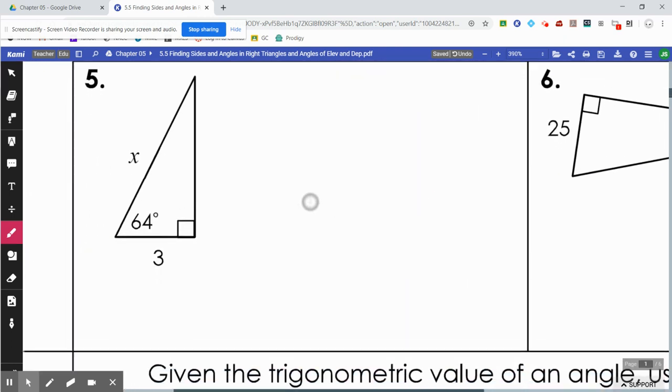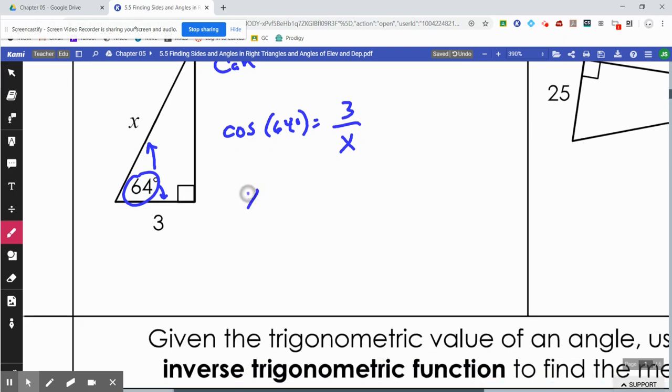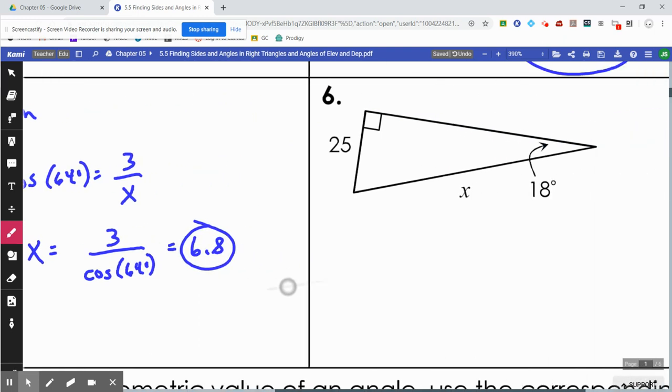Number five, here's your angle. This is the adjacent, this is the hypotenuse. So adjacent, hypotenuse, that'd be a cosine problem. The cosine of my angle is equal to adjacent over hypotenuse. The x is on bottom, so we can flip-flop them. That'd be 3 over the cosine of 64. Type that in and you get about 6.8 for a length for the hypotenuse there.